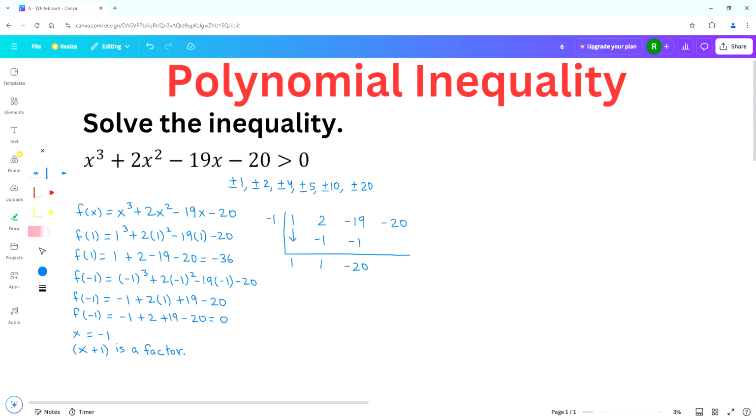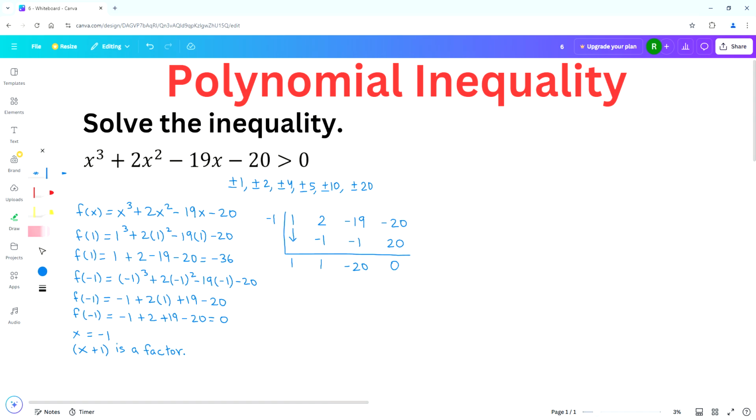Next we do negative 1 times negative 20, which is equal to positive 20. We write that under negative 20. Negative 20 plus 20 is equal to 0. The last number we get is 0. That proves that x plus 1 is a factor of the given cubic polynomial.